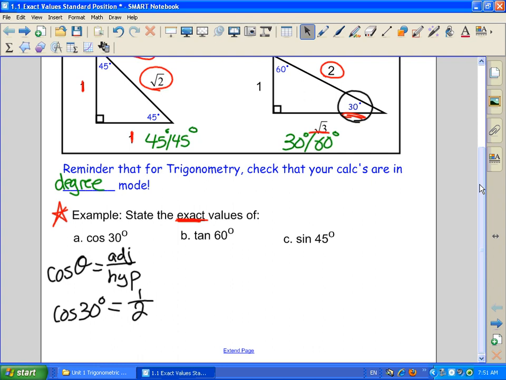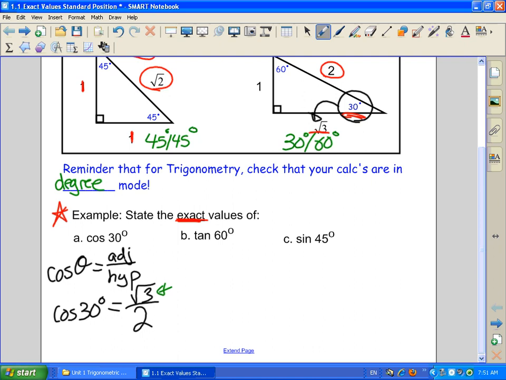I apologize, I have to back that up, folks. My fault. So back that up for a second. I just read it wrong. The adjacent side, ladies and gentlemen, is root 3. Divided by the hypotenuse, which is 2. So the exact value for the cos of 30 equals root 3 over 2. Again, I apologize for getting the adjacent side wrong.